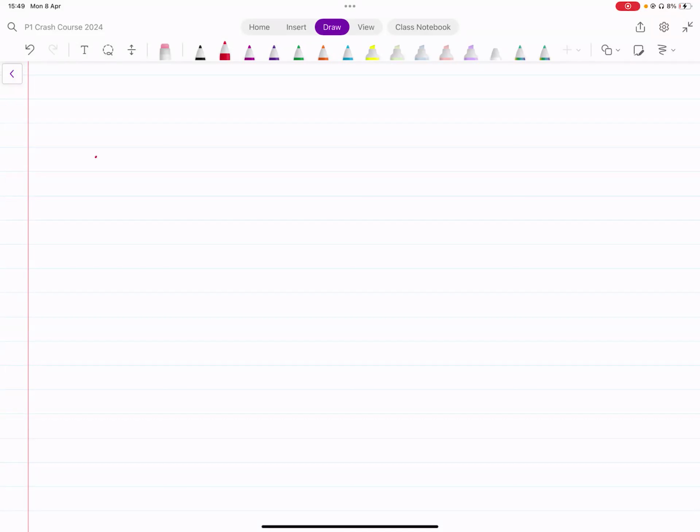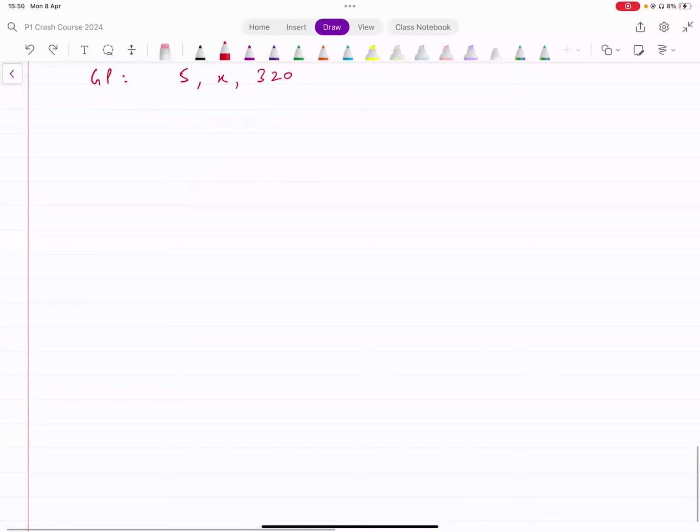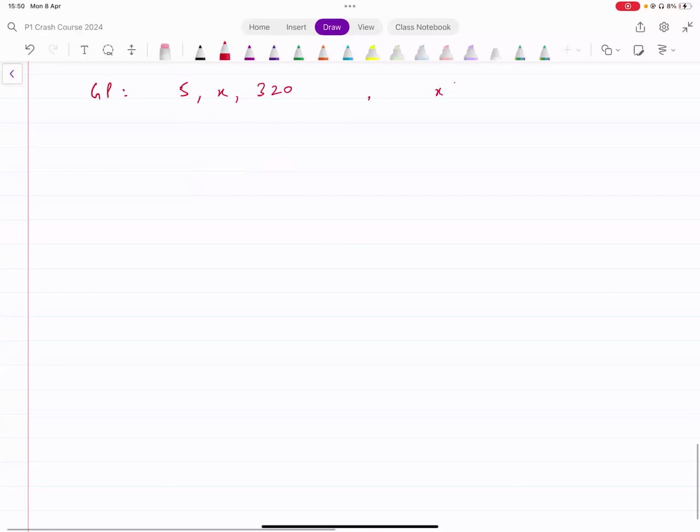Let's say you have a GP like this. It starts from 5. And then you have one term missing. And then you have 320. And what you want to find out is the value of x. What's the value of x in this GP?